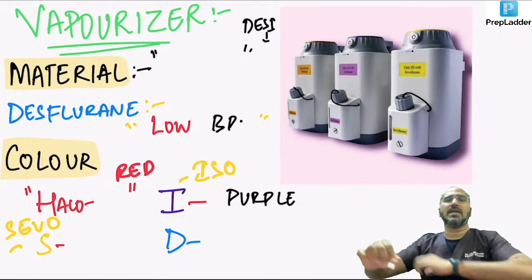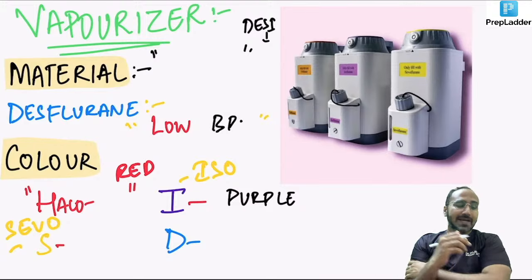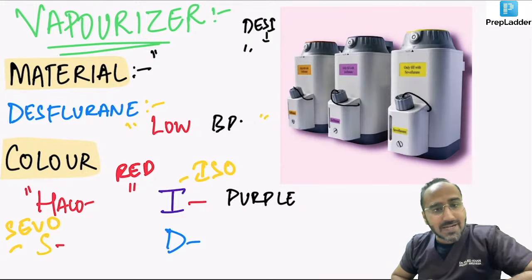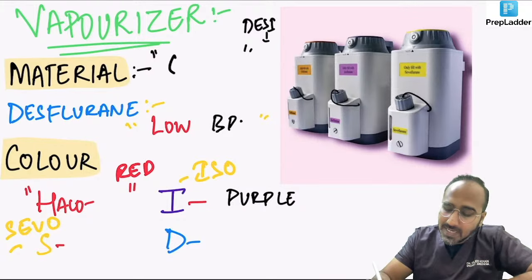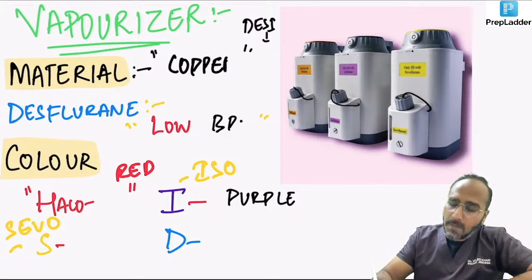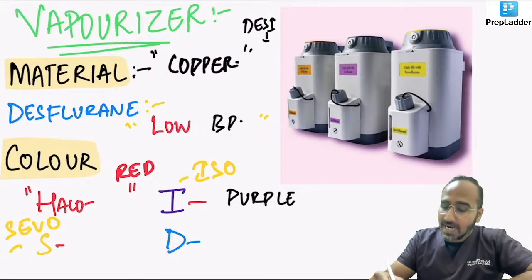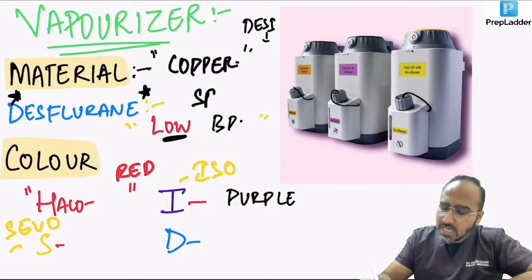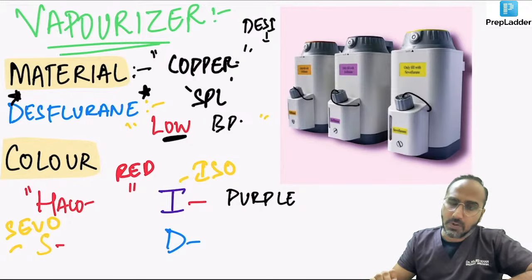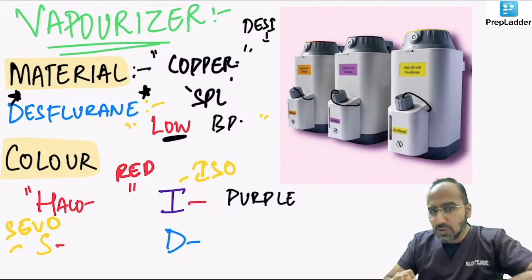We also need to remember something about the vaporizer. A vaporizer is a device that stores liquid inhalational agent, which is made up of what material? It is made up of copper. Different vaporizers are required for different gases, and different color coding is also given. But desflurane requires a special vaporizer because it has a low boiling point. Now, what is the color of the halothane vaporizer?